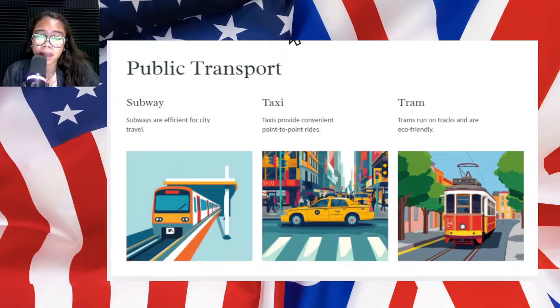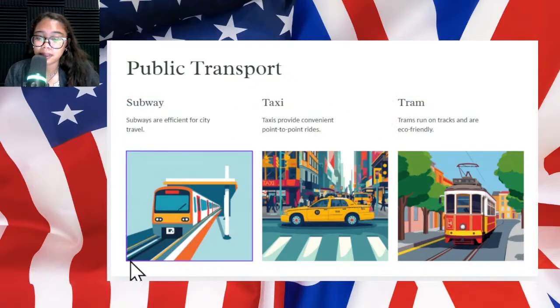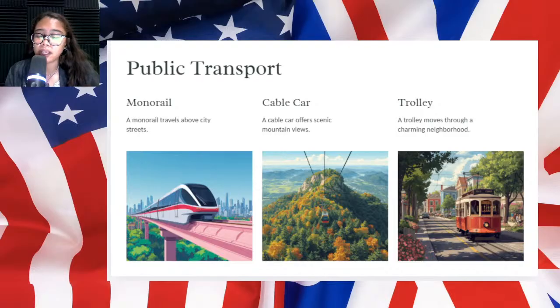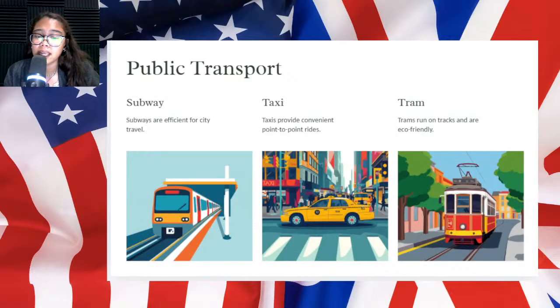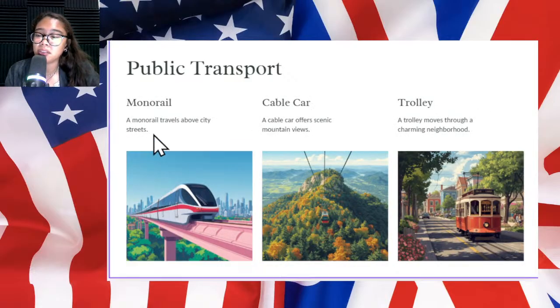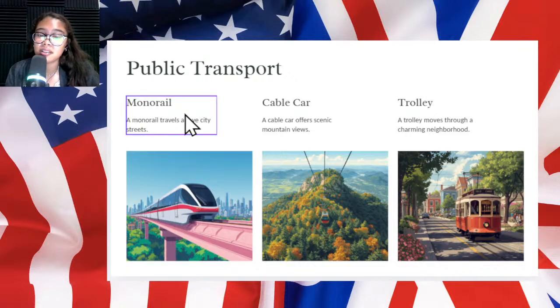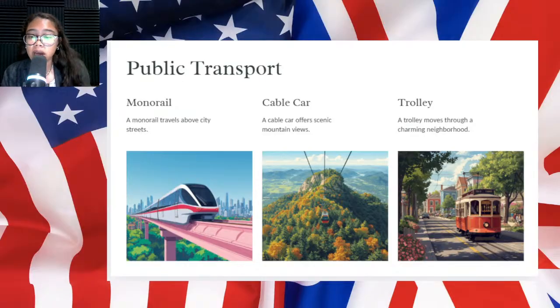Now, in this slide, we talked about subway, we talked about taxi, we talked about tram. We move on to monorail, cable car, and trolley. Okay. Let's start with monorail. This is the future above the streets. This is basically opposite to subway because subway, if you remember it correctly, is underground, while monorail travels above city streets. So a monorail is a specialized train that travels on a single rail rather than two tracks.